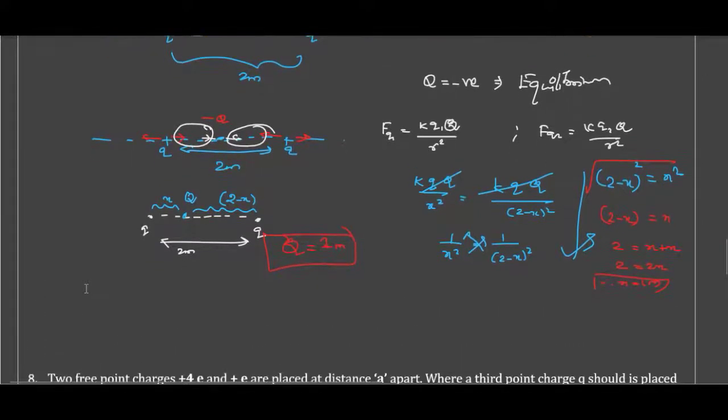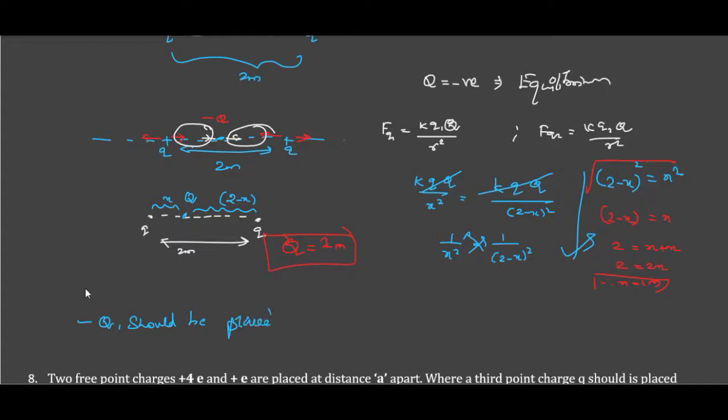So we have to write the conclusion. Negative q should be placed at the midpoint between the two charges. Like this, we have to write the conclusion.